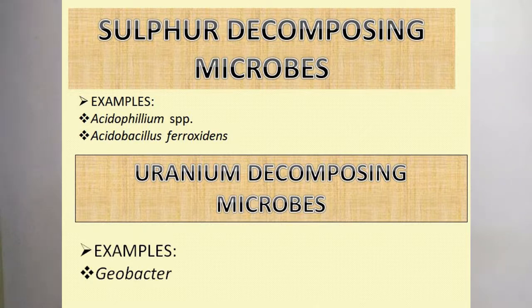So what this Geobacter does is it converts the soluble uranium salt, that is not the normal salt, that is uranium, into insoluble uranium salt. So it does not get mixed with the water, thus preventing the pollution.